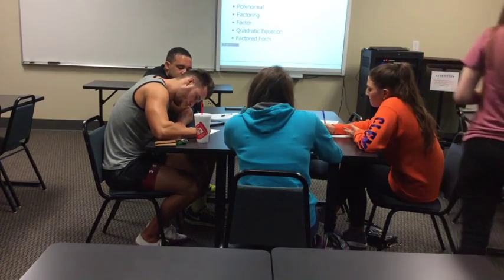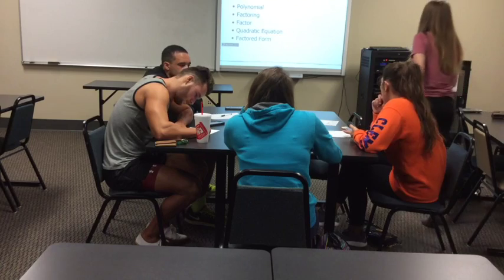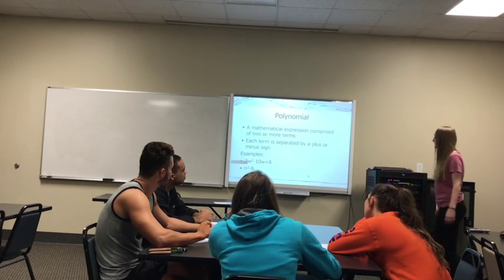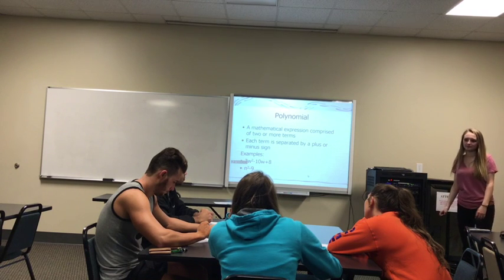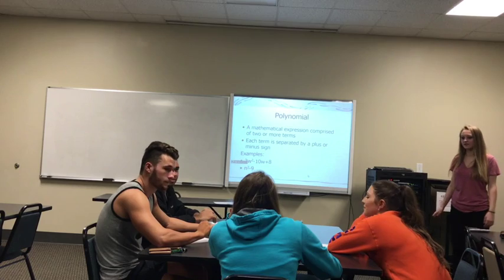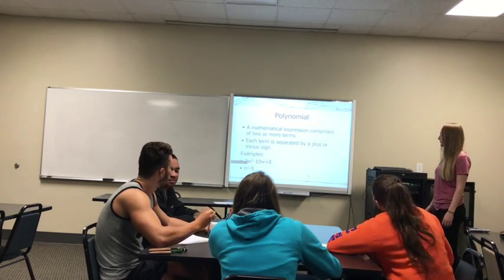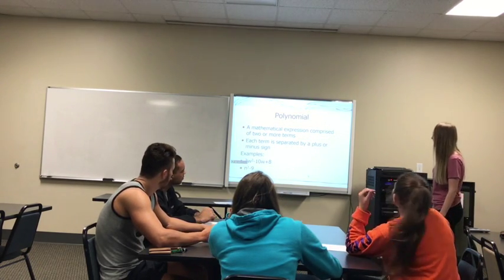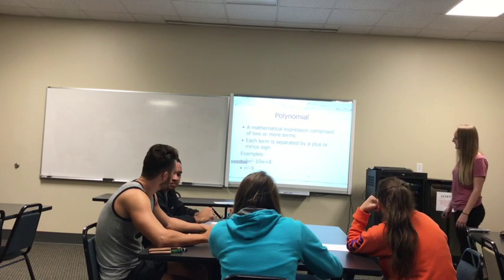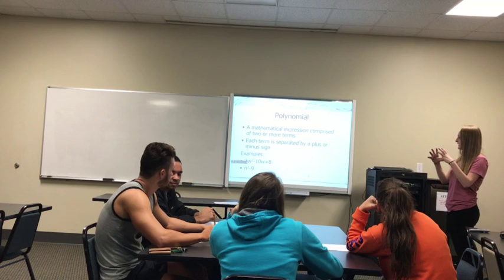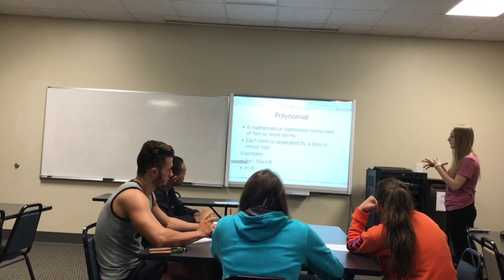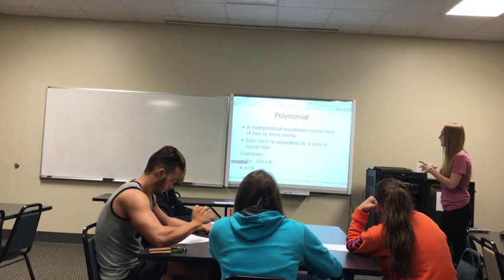Okay, since most of y'all are about done, I'm going to go ahead and start going over. So who wants to give me their definition for a polynomial? Anybody want to raise their hand? It has 2 or more terms. So a polynomial is a mathematical expression comprised of 2 or more terms. A term is going to be any single digit and possibly a variable that is separated in a mathematical expression by a plus or minus sign.